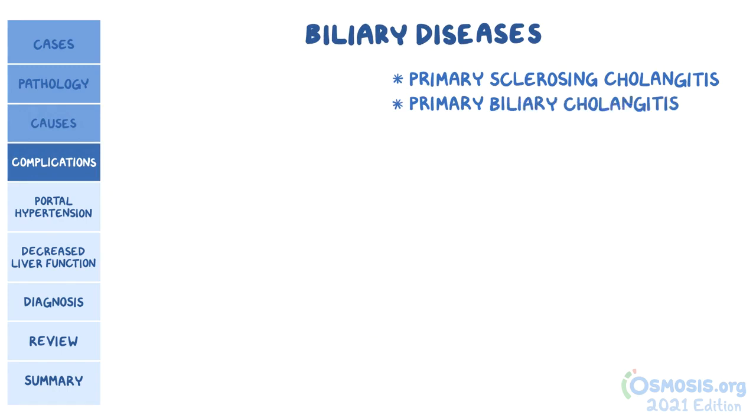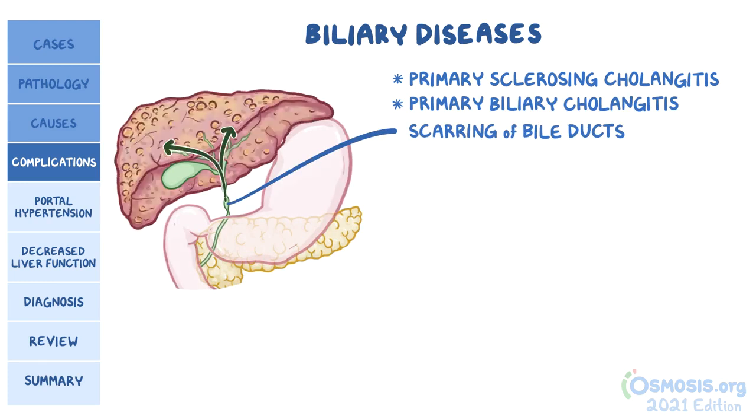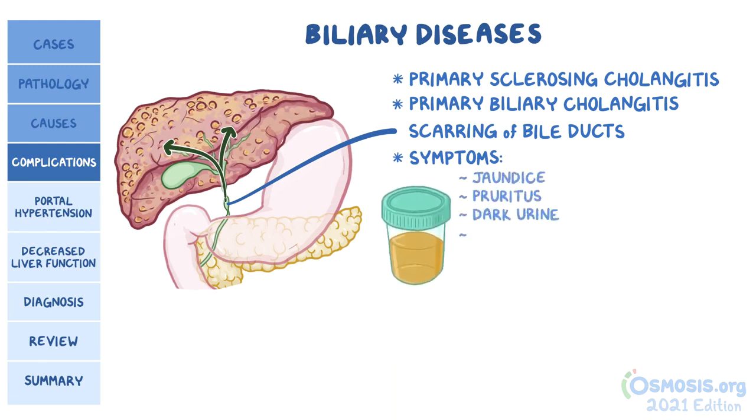Both disorders cause damage to the biliary system, leading to scarring of the bile ducts that prevent bile from draining. The bile backs up into the liver, causing damage and eventually cirrhosis. Key symptoms for both include jaundice, pruritus, dark urine, clay-colored stool, and hepatosplenomegaly.